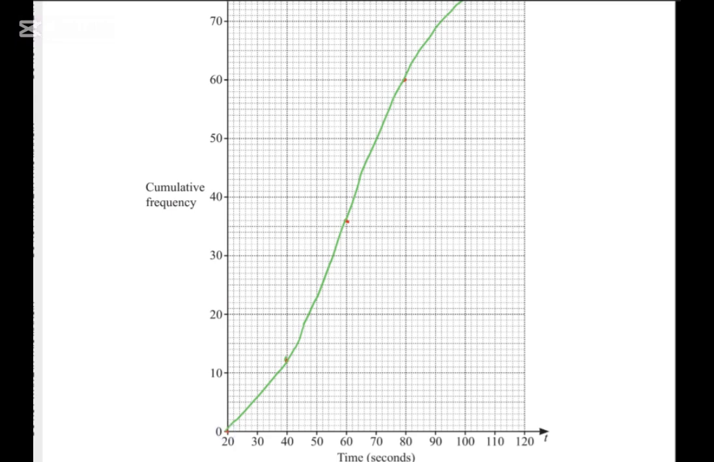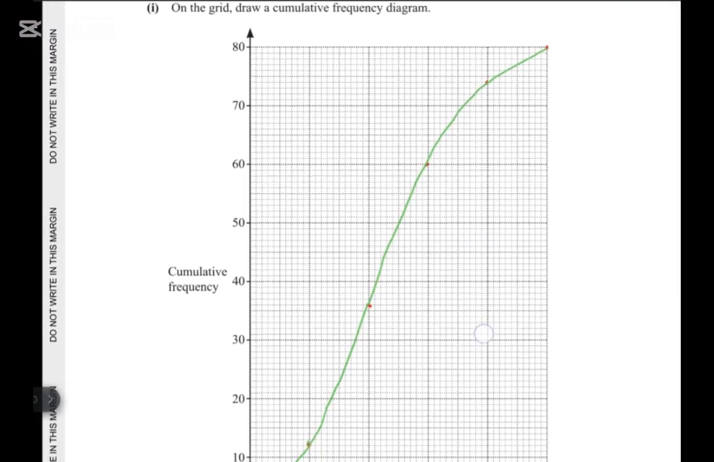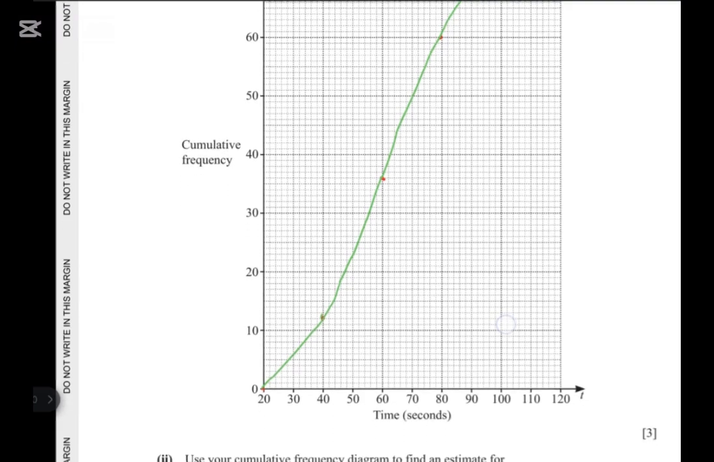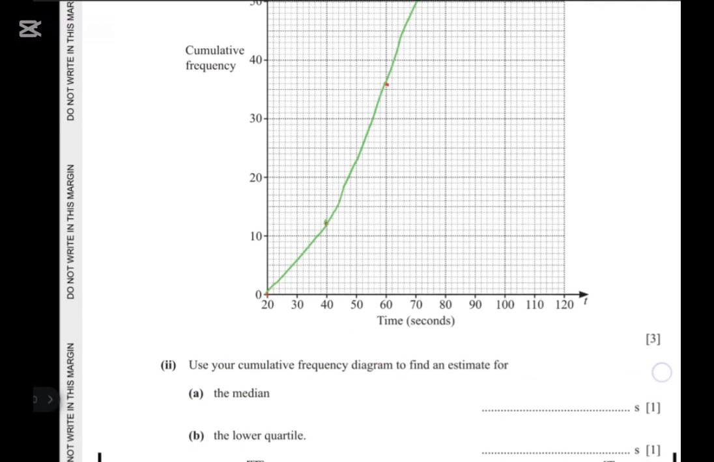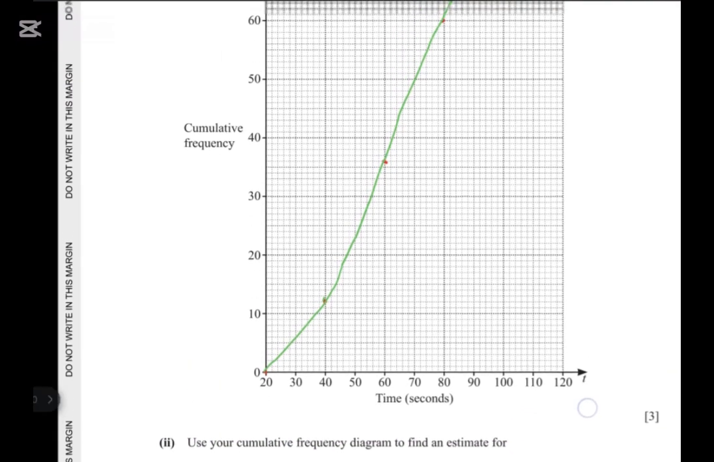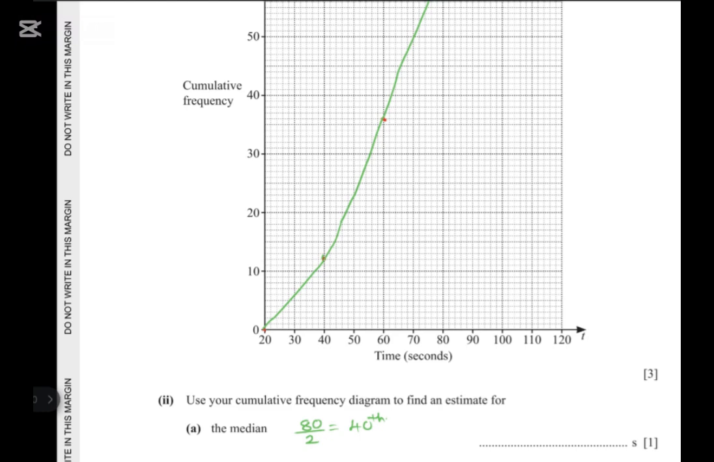This is done. This is question 1 for this B. And now question 2, they are asking, use the cumulative frequency diagram to find the estimate of the median and the lower quartile. So we have to find out the median and lower quartile. For median, what we have to do is take the total number of adults, 80 by 2, and that is 40. So the 40th observation, check that and draw a straight line to the curve.